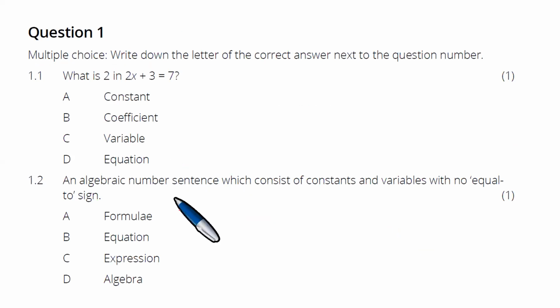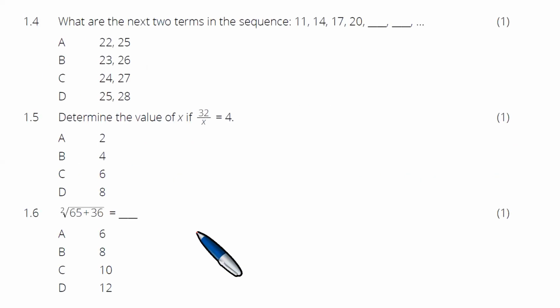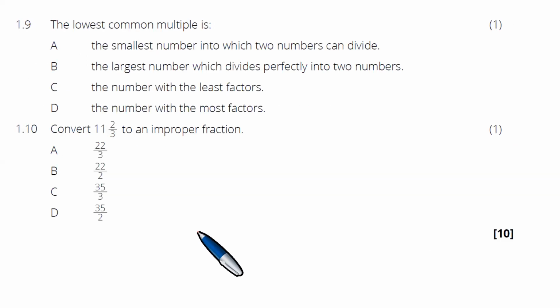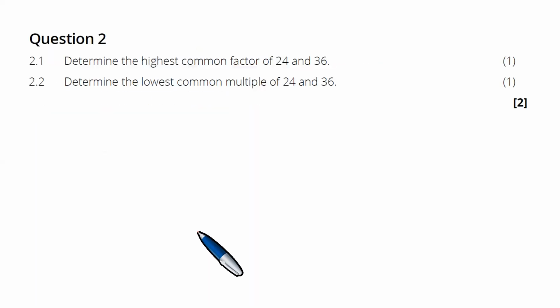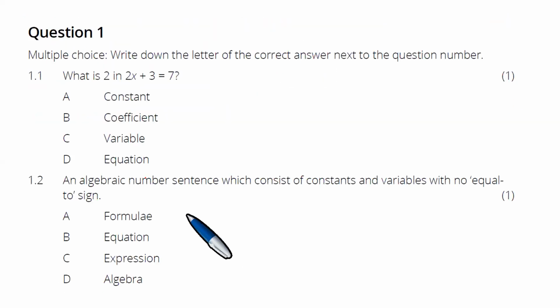There's a multiple choice that normally will come in the exam. Like this. The highest common factors. Let's look at the exam. Right, here is the multiple choice. Here are multiple choice questions. We call these questions, what do we call them? We call them multiple choice. Good. Right, write down the letter of the correct answer next to the question number.